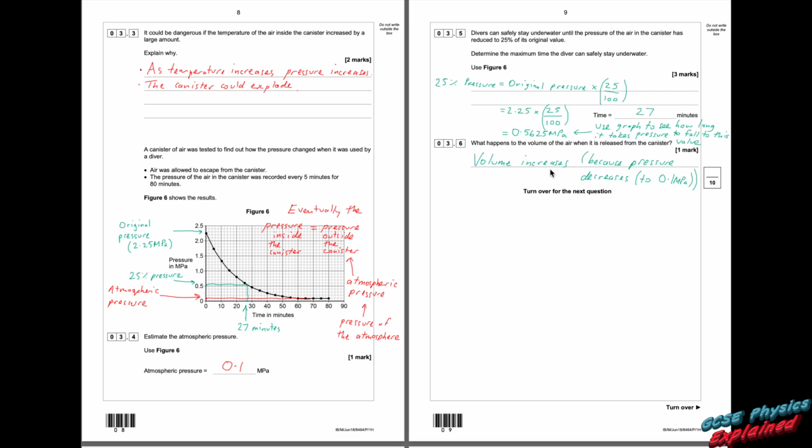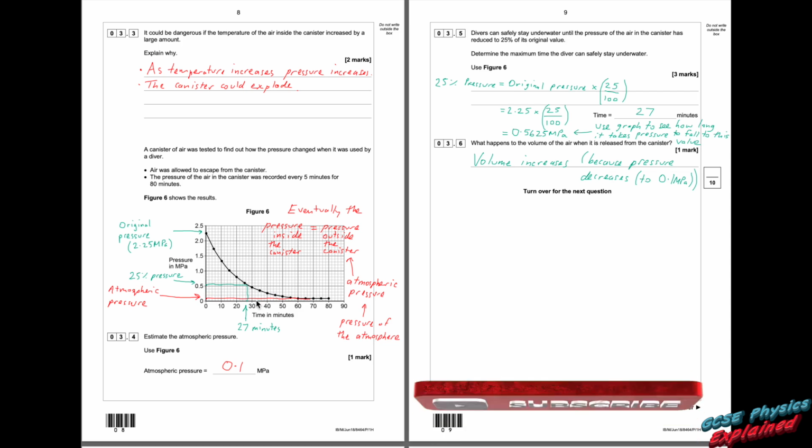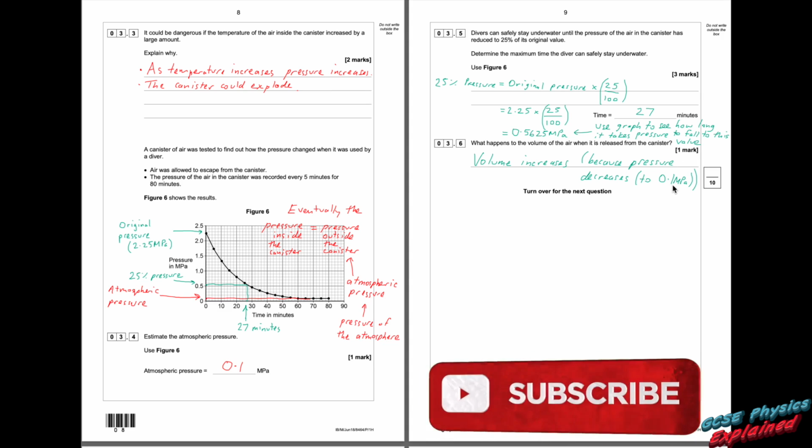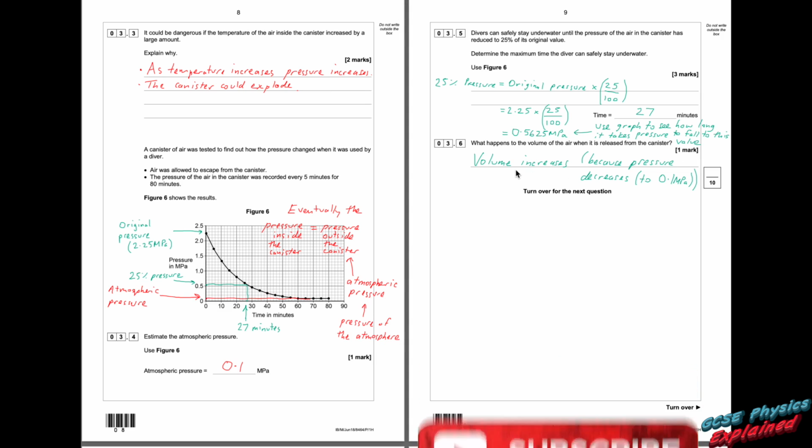Part 6. What happens to the volume of the air when it's released from the canister? Well, the volume would increase, and that's because the pressure would decrease. So you've basically opened the canister, it was 0.5, atmospheric pressure is 0.1. So the pressure's decreased to 0.1, so that means that the volume would be able to expand, the volume would increase.